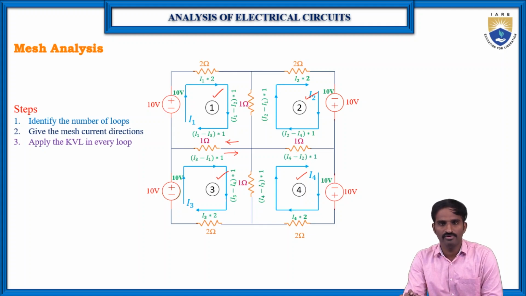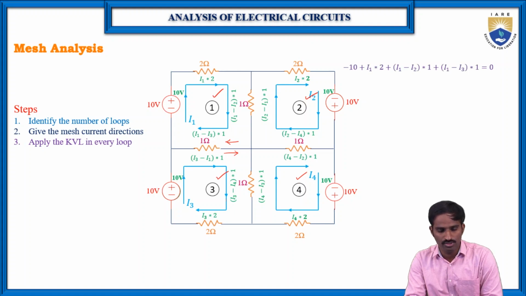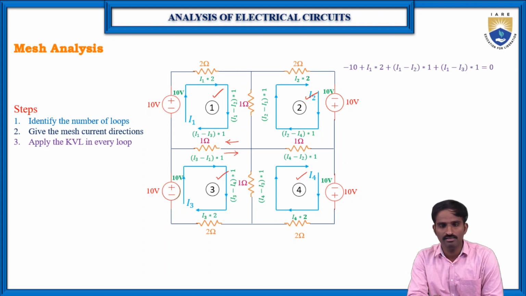Now we have written the voltage across each element. Now we are going to apply the KVL for each loop. In the first loop: minus 10 plus I1 into 2 plus (I1 minus I2) into 1 plus (I1 minus I3) into 1 is equal to 0. This is the equation with respect to loop 1.